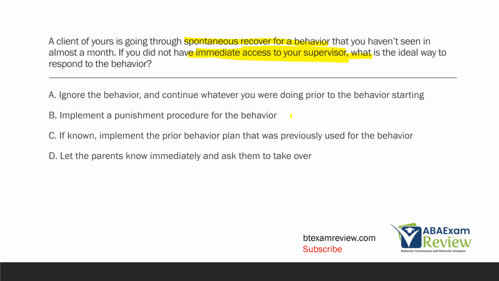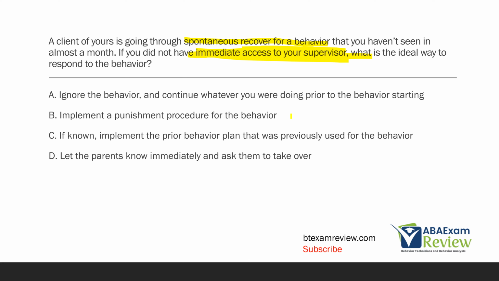And we've already gotten rid of it using extinction, so there's no reason to jump to punishment. C, if known, implement the prior behavior plan that was previously used for the behavior. Absolutely. In the case of spontaneous recovery, if you know the behavior plan, that's the behavior plan we should use once the behavior comes back. That's the ideal way to treat spontaneous recovery. Whatever works first, do it again.